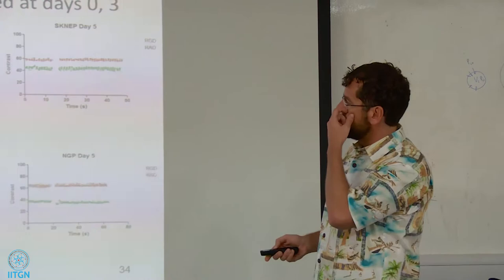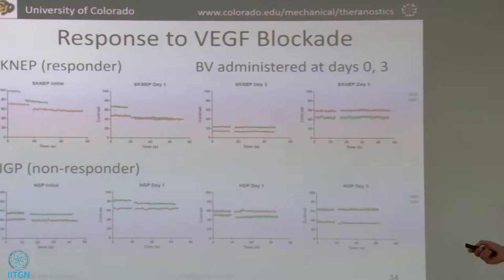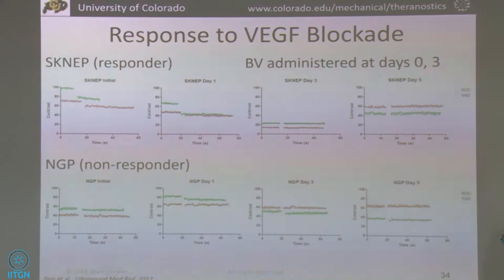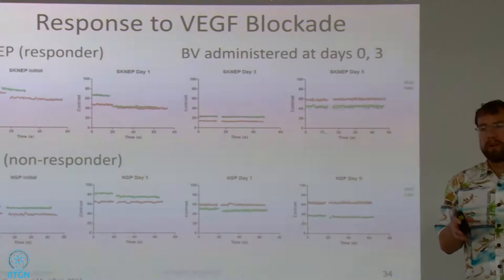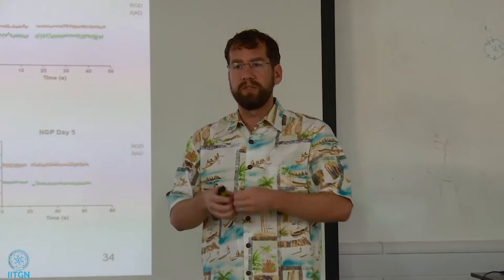We also tested on a non-responder. This particular tumor is called NGP. It's a really insidious type of tumor. It's a neuroblastoma. And what it does is, instead of creating a tumor that creates its own new vessel growth, it takes up vessels that are already present and grows around them. So it's a really insidious type of tumor.